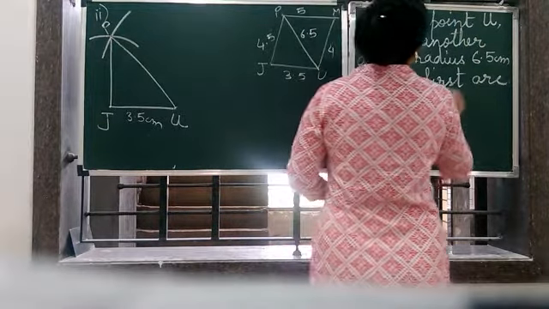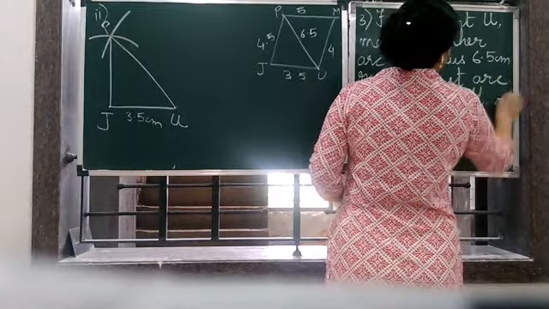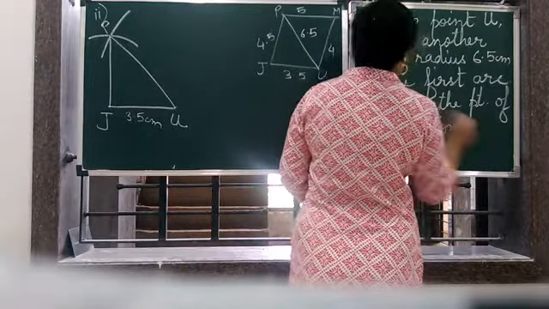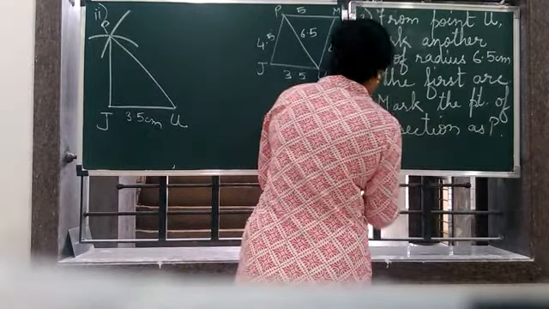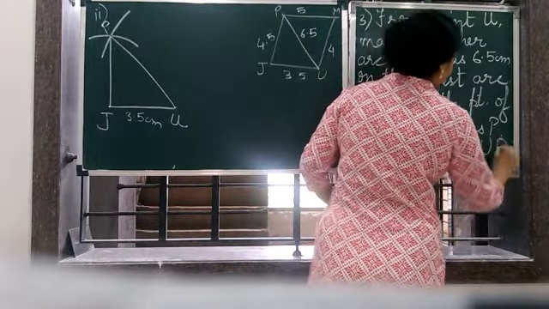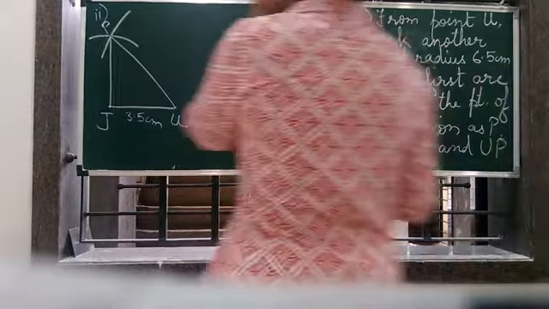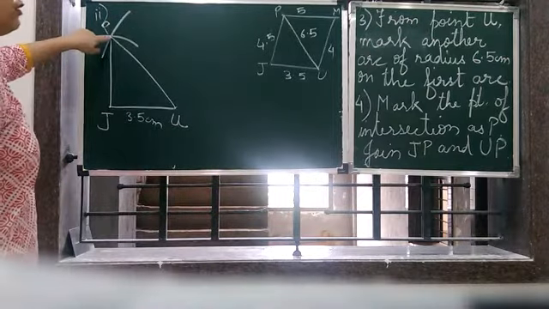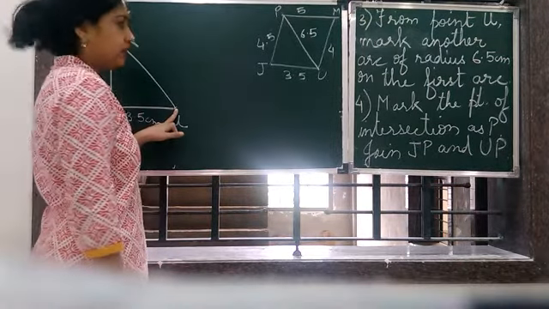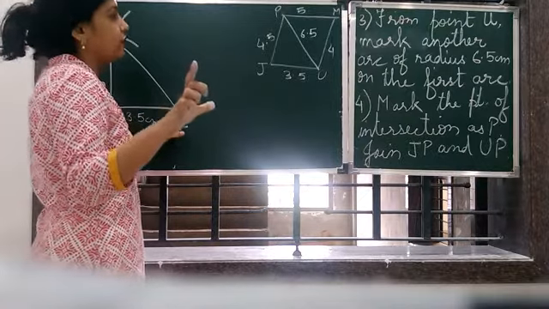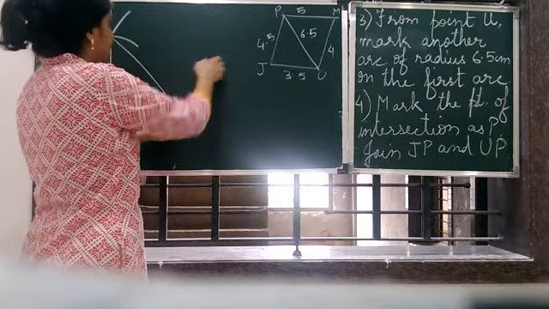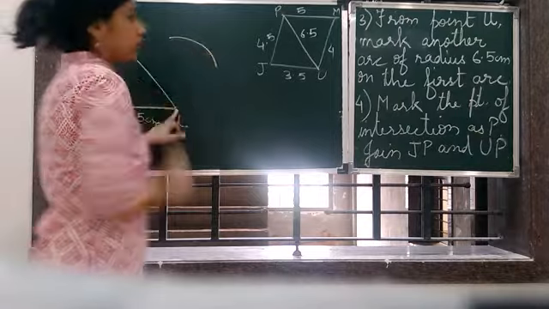Mark the point of intersection as P. Then what did we do? Join JP and UP. Got it? Now next, from point P, or just please write from point U, again take a radius of 4 centimeters and mark an arc something like this. Okay, something like this.